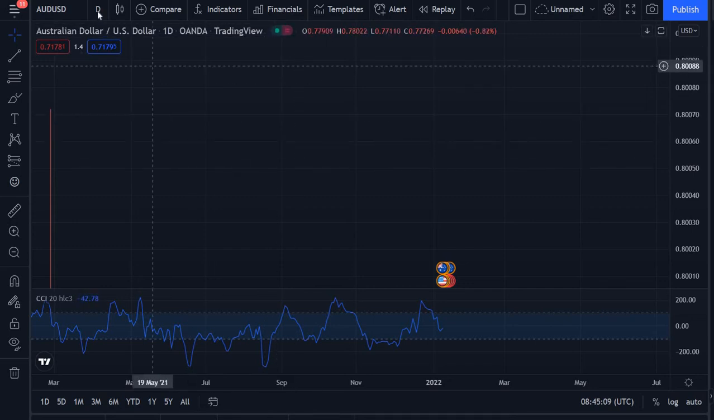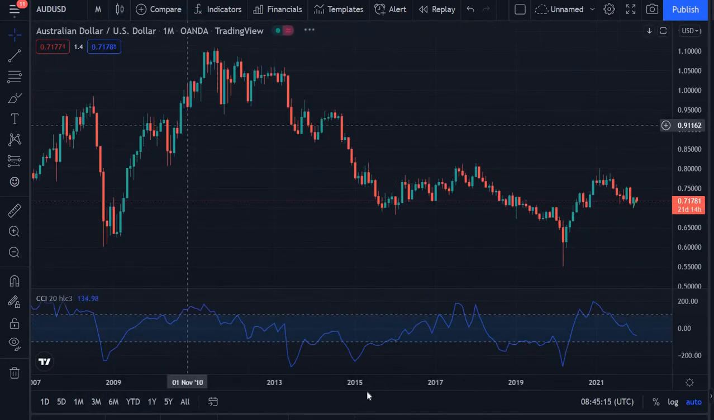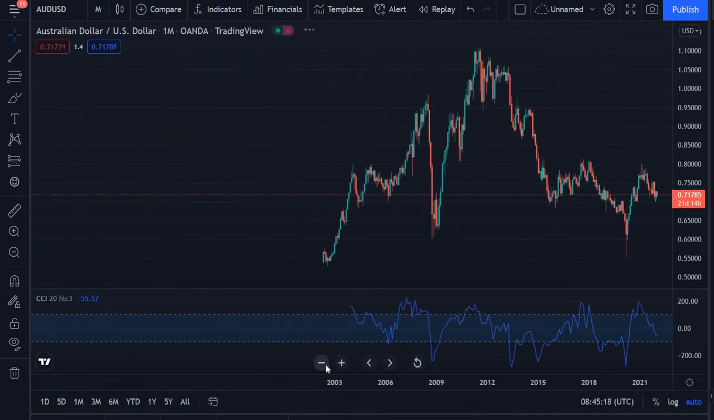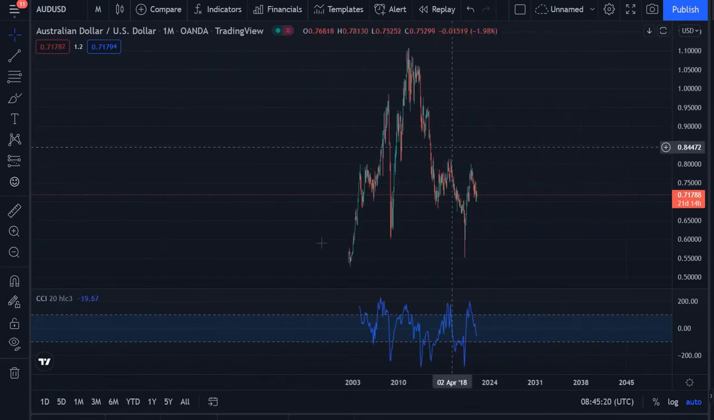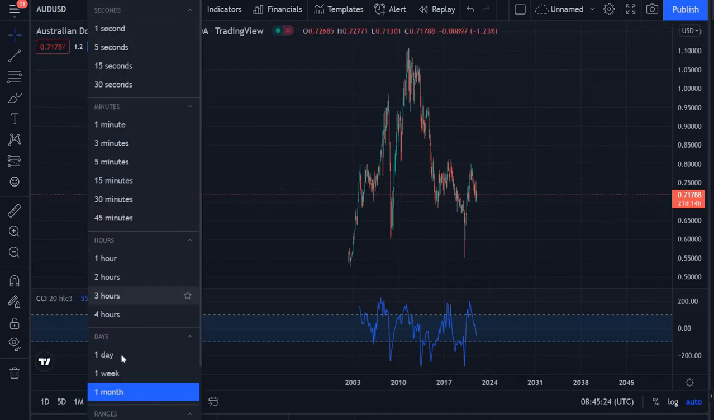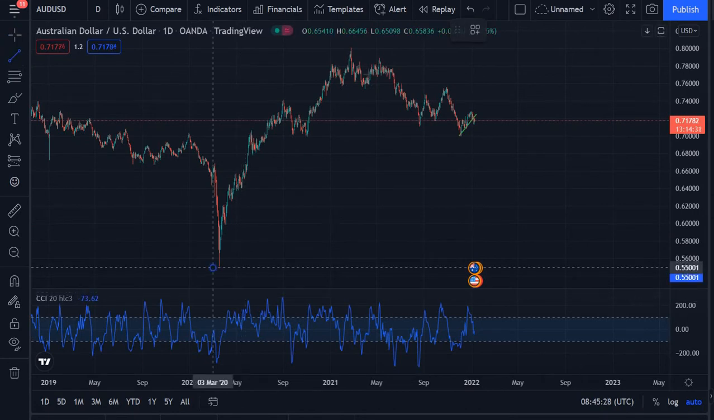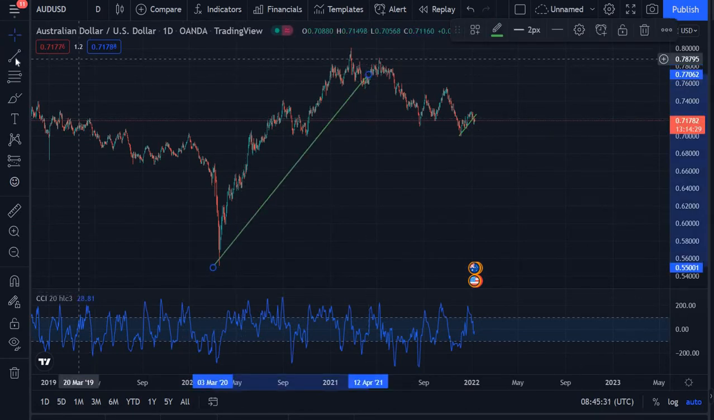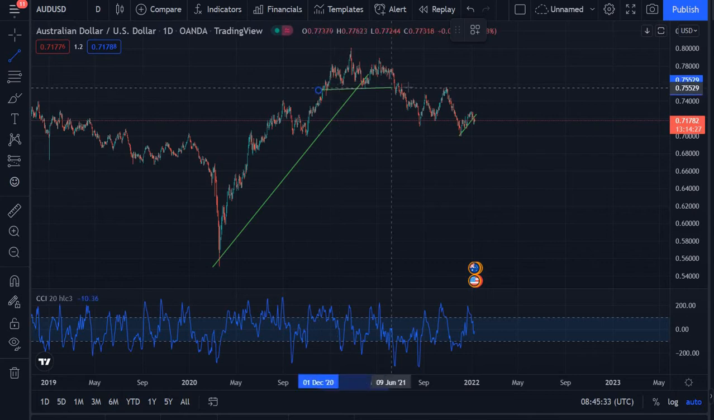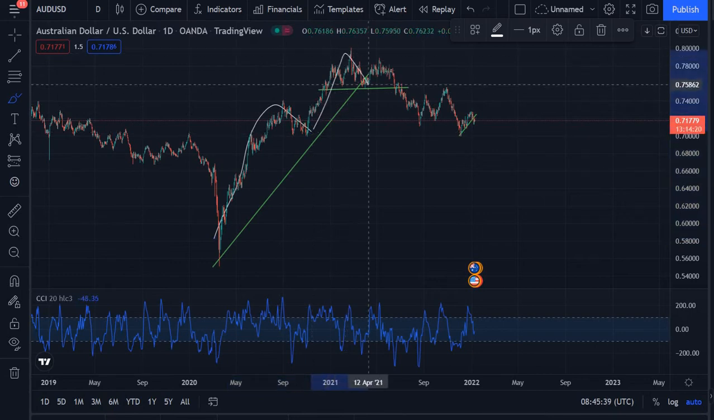So here's me checking the Australian US dollar. If we quickly go back to the monthly, what is happening here? Pretty much a downtrend. Now kind of in the middle here, this uptrend happened, then the break, forming these higher highs, higher lows.